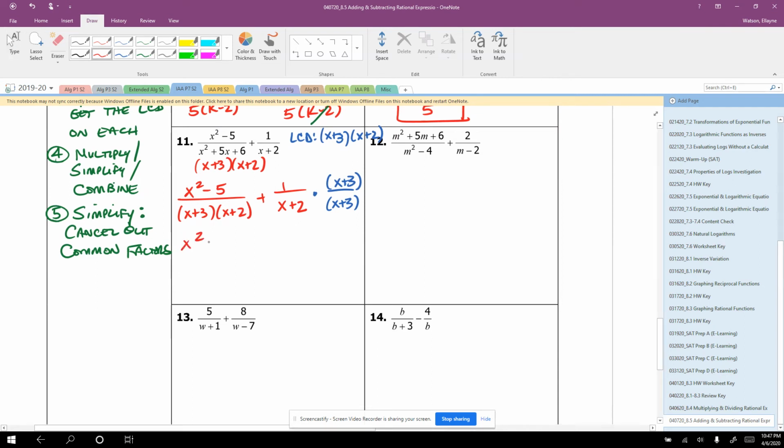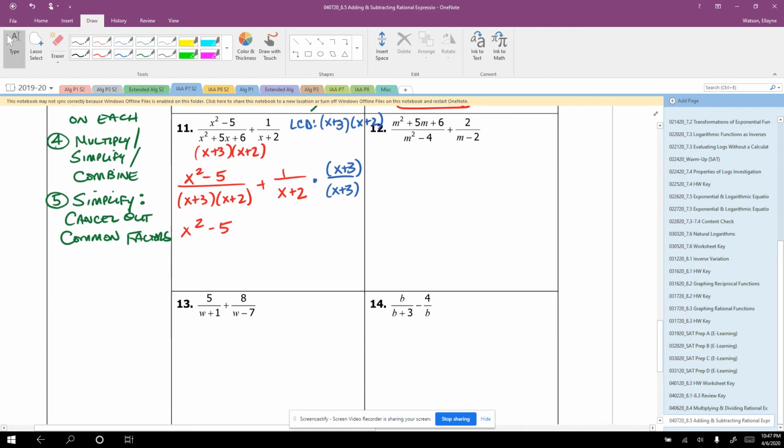Now we're going to have x squared minus 5. And then what I'm going to do in this step is what a lot of you are going to see you can do: I can just go ahead and do everything on the top line together, right? So meaning x squared minus 5 plus, I'm distributing this, which is just a 1, so it's going to be plus x plus 3, all over, now both terms have the same denominator, x plus 3 times x plus 2. All right, combine like terms on the top. So we have x squared plus x minus 2 over x plus 3 times x plus 2.